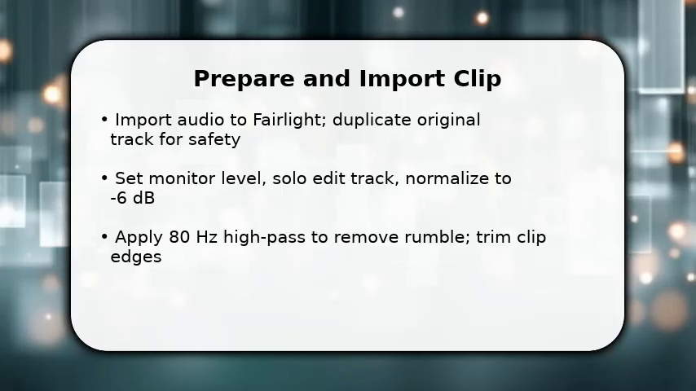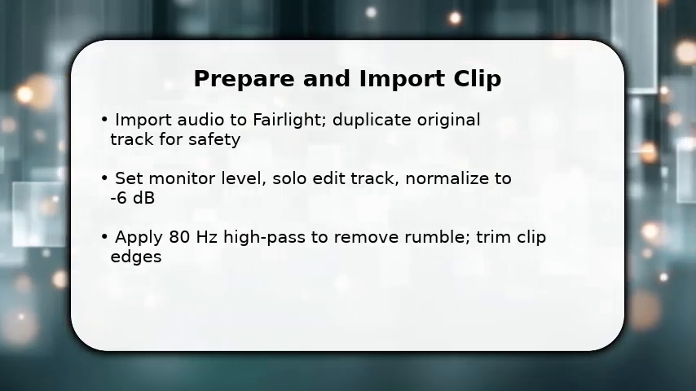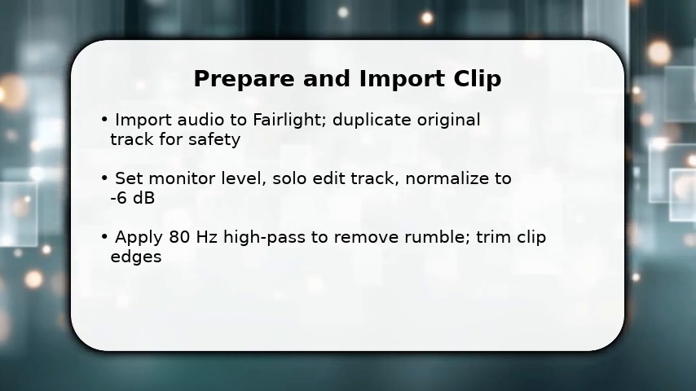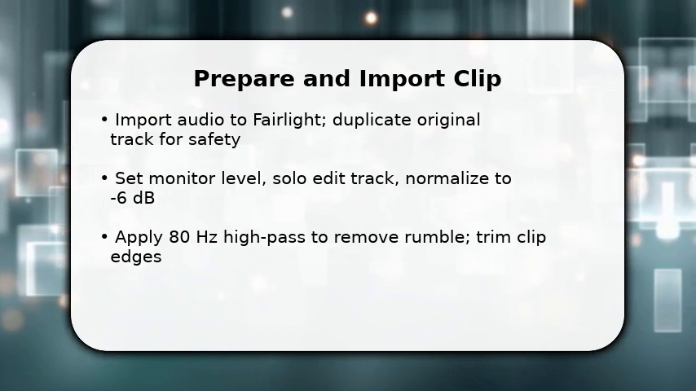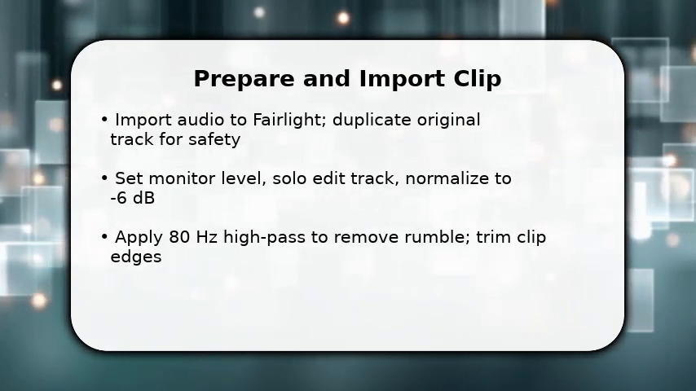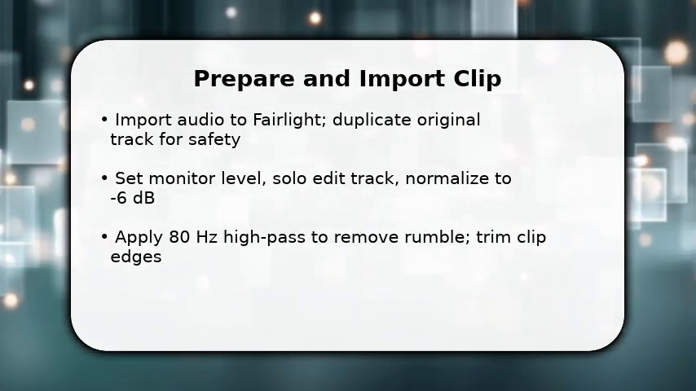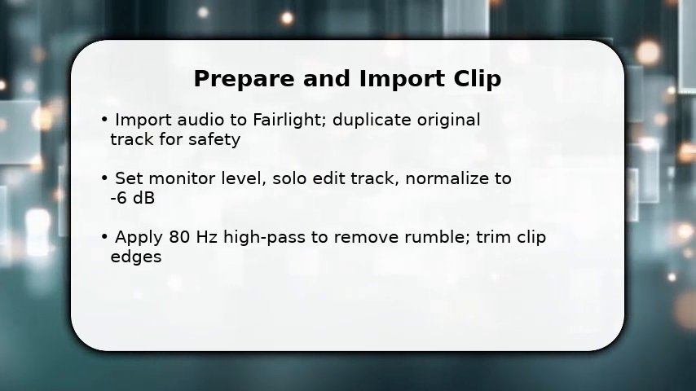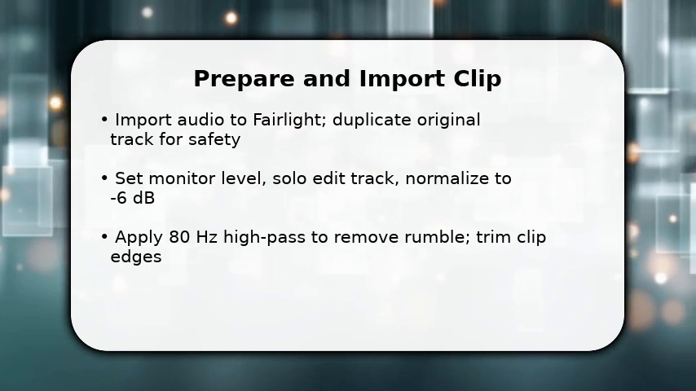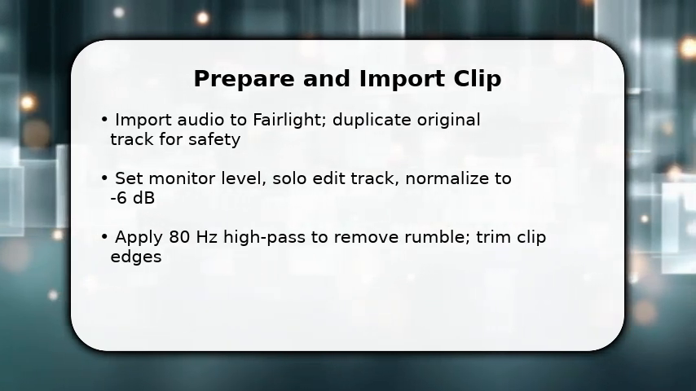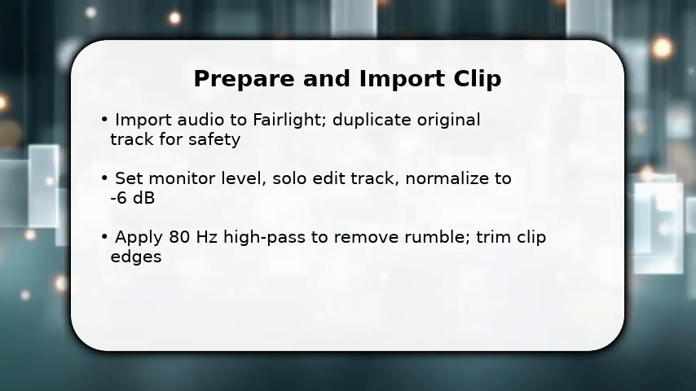Enjoy the video. You begin in Fairlight with the clip imported and a safety copy. This preserves your original. Once done, normalize to around -6 dB so processing behaves predictably, then solo the track to isolate noise. Make an initial 80 Hz high pass to eliminate low rumble and trim dead air at starts and ends. These short steps reduce work later.